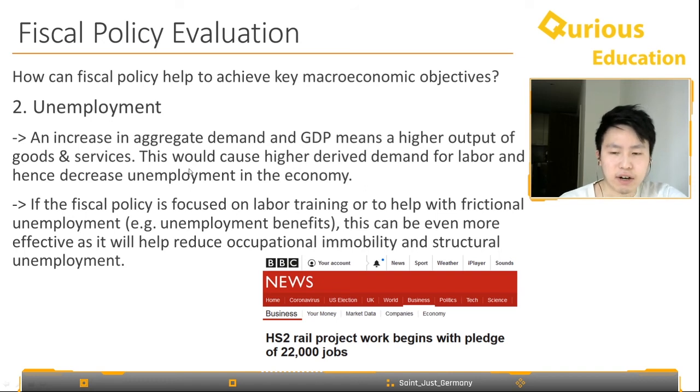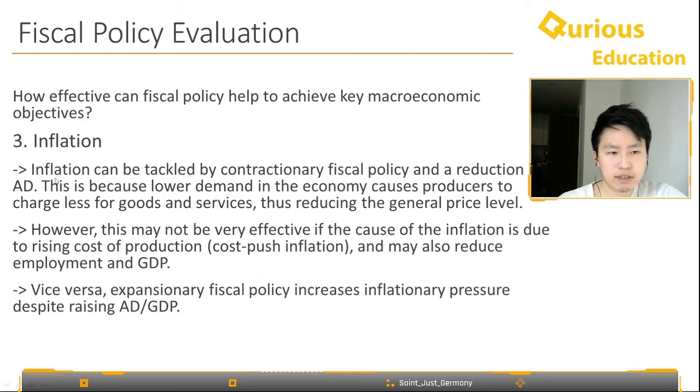If the policy is based on labor training or reskilling the workers as well, especially nowadays because the hospitality and the tourism industry are quite worse off, then if the government spends money on retraining those workers into other industries, maybe like the tech industry, for example, then this might be even more effective. Because again, it would not only be a demand side policy, but also a supply side policy, since it helps the unemployed workers find jobs in the long run.